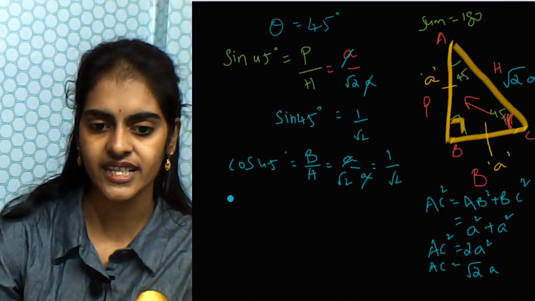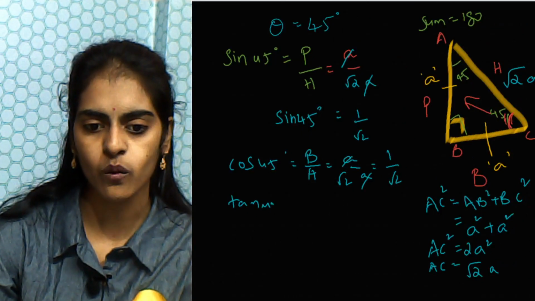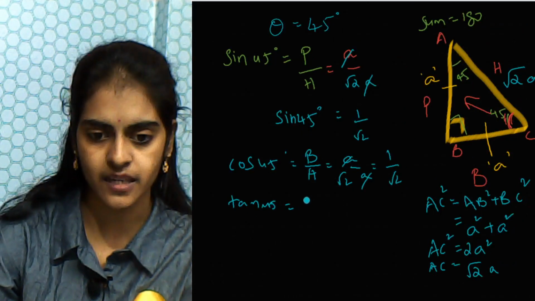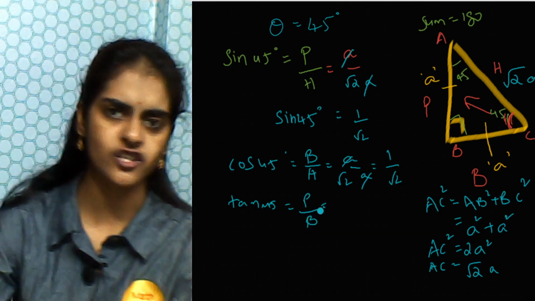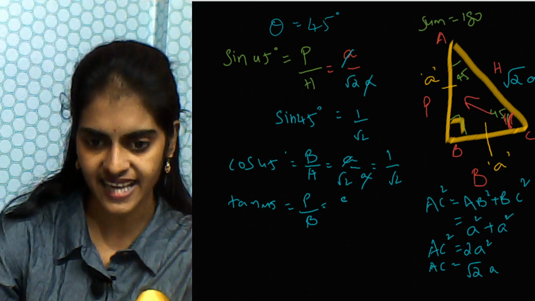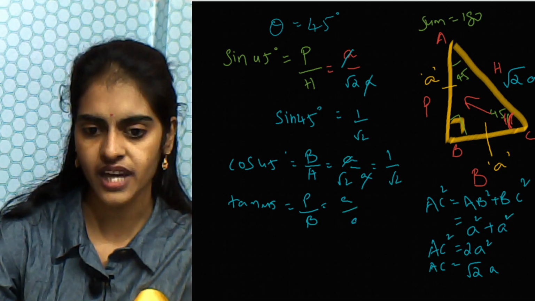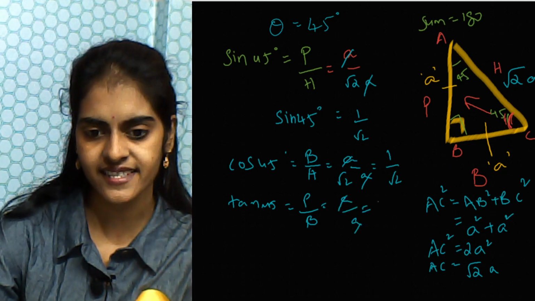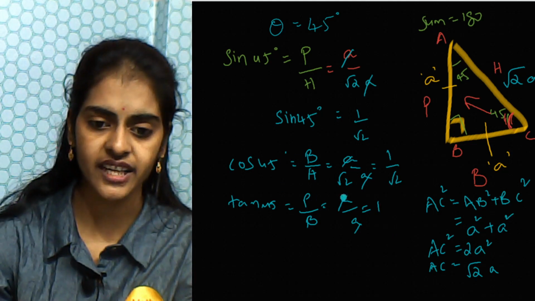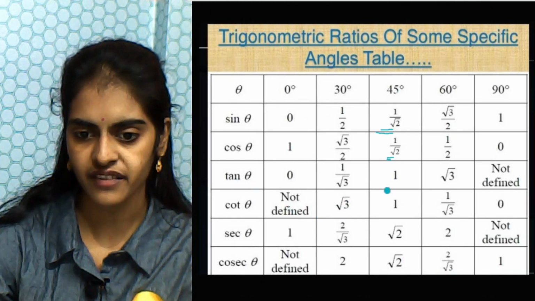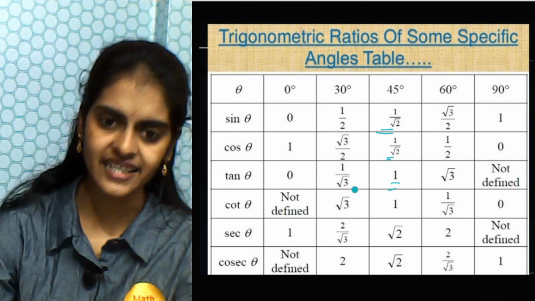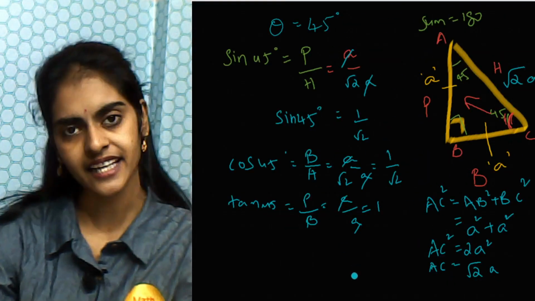So let us find what tan 45 is now. Tan is nothing but perpendicular by base, or the adjacent. Perpendicular side is A, base is also A. So A and A get cancelled. So you have 1. So tan 45 is what? Tan 45 is 1. Now just check here. Tan 45 is 1. Right? Similarly, you can find the other angles also.